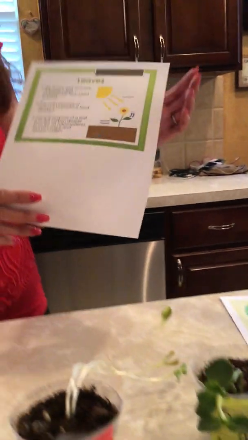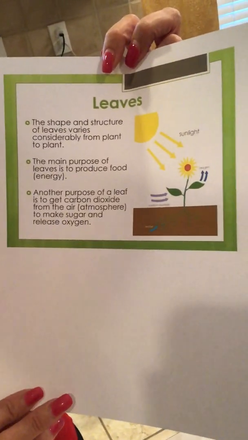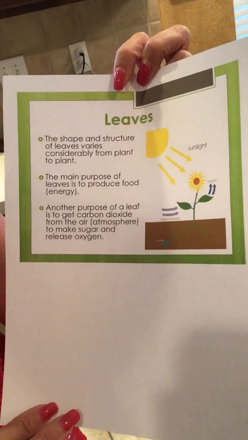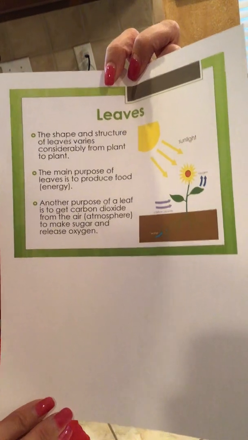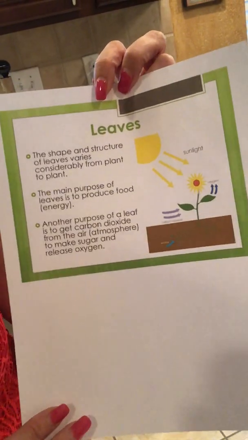So far we've talked about the roots and their purpose, and the leaves. The leaf is important to the plant because of the photosynthesis that it gets from the sun, and then changes it into carbon dioxide and oxygen that we need to breathe.